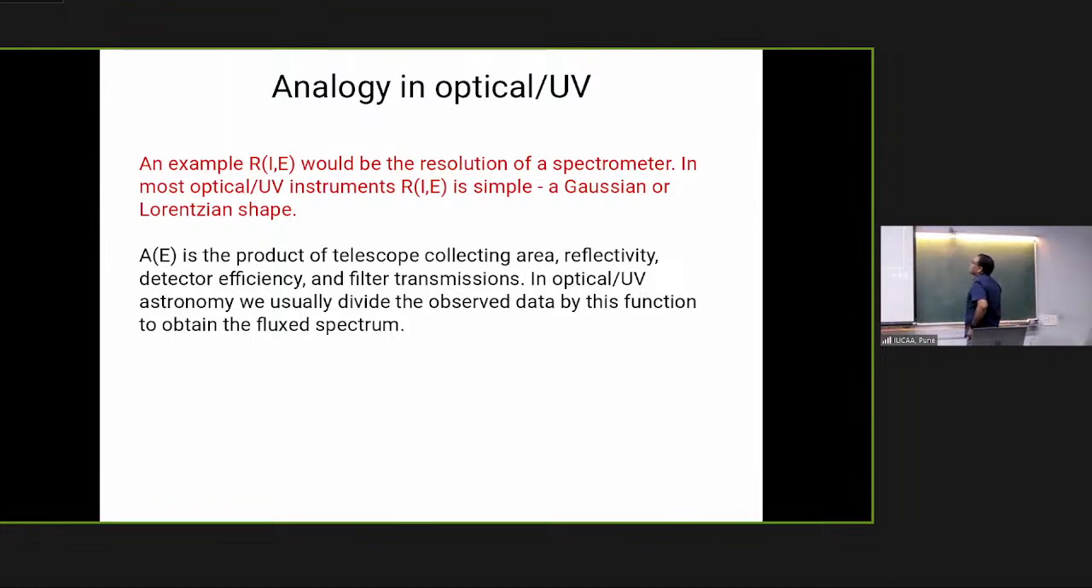Okay, so if you compare this redistribution matrix, the redistribution function we have in X-ray astronomy, with that in optical or ultraviolet astronomy. You know how to do spectroscopy in optical, or even in the labs. Have you done any kind of experiment in the lab? Have you taken a spectrum of anything? Hydrogen. So what do you do?